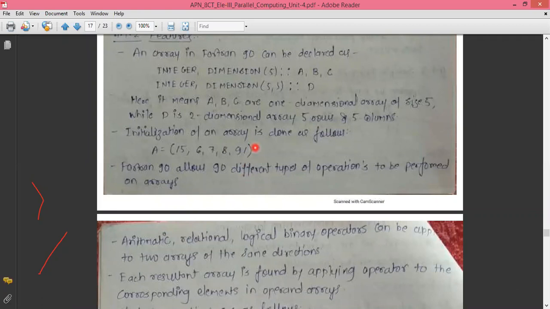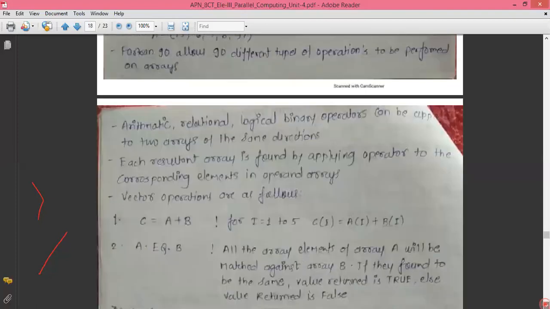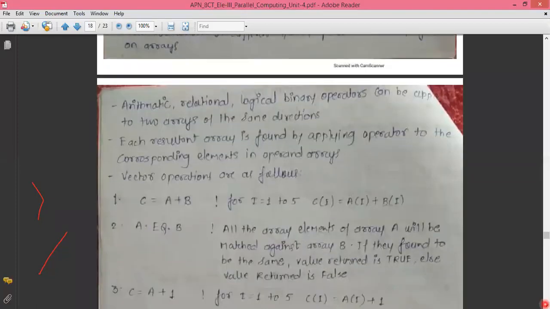Then coming down, here it is written that Fortran 90 allows 90 different types of operations or instructions to be performed on arrays, while Fortran 77 executes only 77 different types of instructions. Now we are not interested in that part. Again, it supports arithmetic, relational, and logical operators, which can be used to perform some sort of operations.